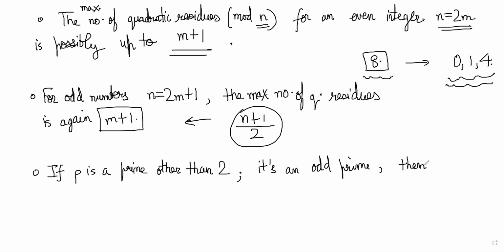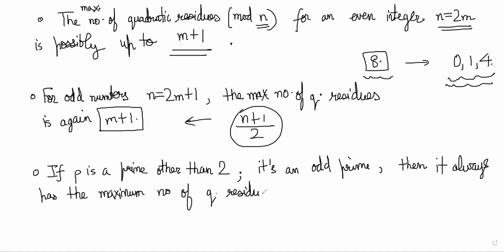Then it always has the maximum number of quadratic residues, which is equal to (p+1)/2, whenever you do a mod p calculation, right?